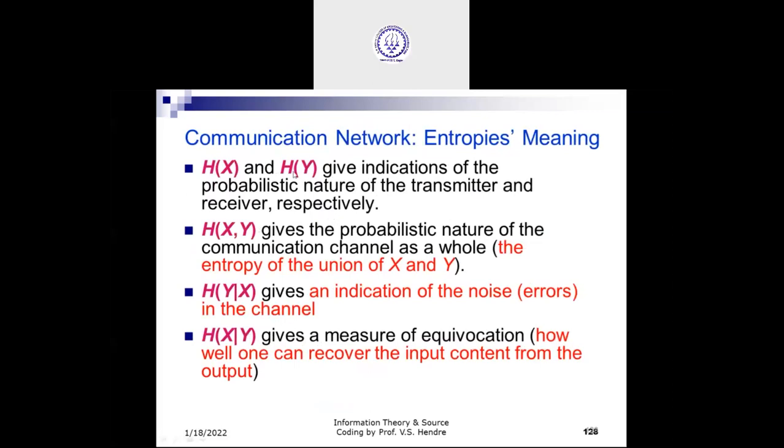So h of x and h of y give indications of the probabilistic nature of the transmitter and receiver. H of x comma y gives the probabilistic nature of the communication channel. H of y given x indicates the noise or errors in the channel. Similarly, h of x given y gives the measure of equivocation, or how well one can recover the input content from the output. That we can understand from all these different types of entropies that we have defined for a communication network.